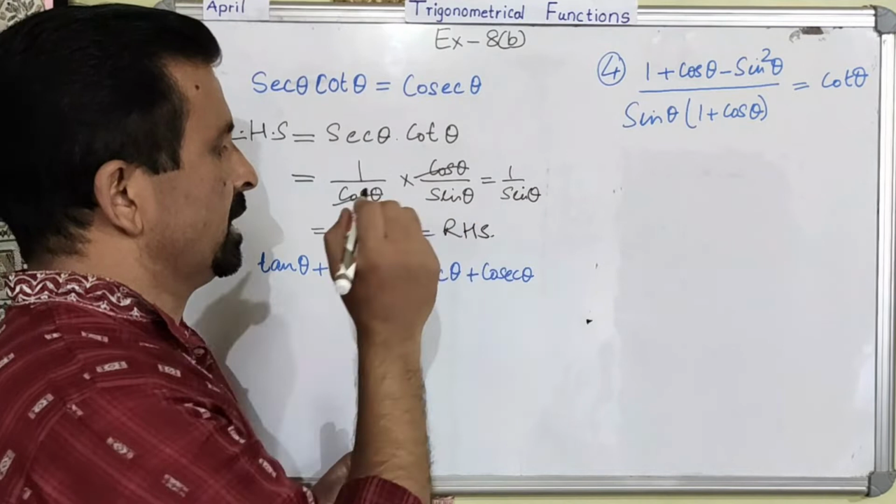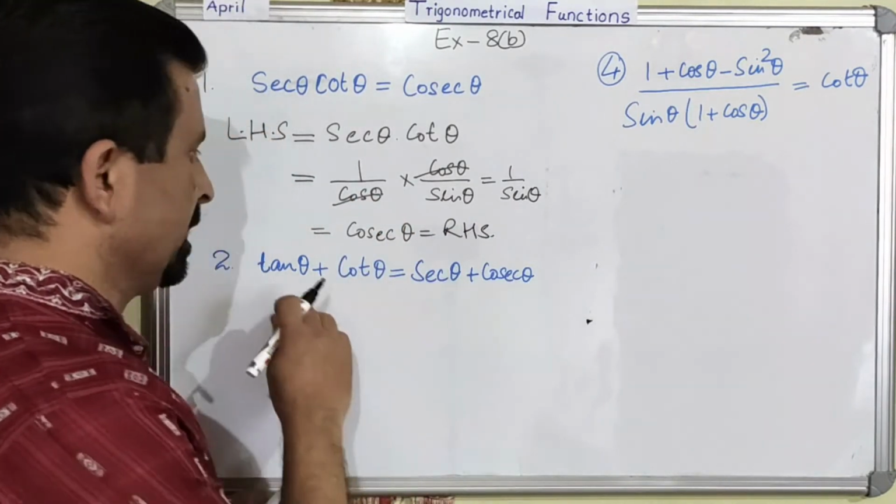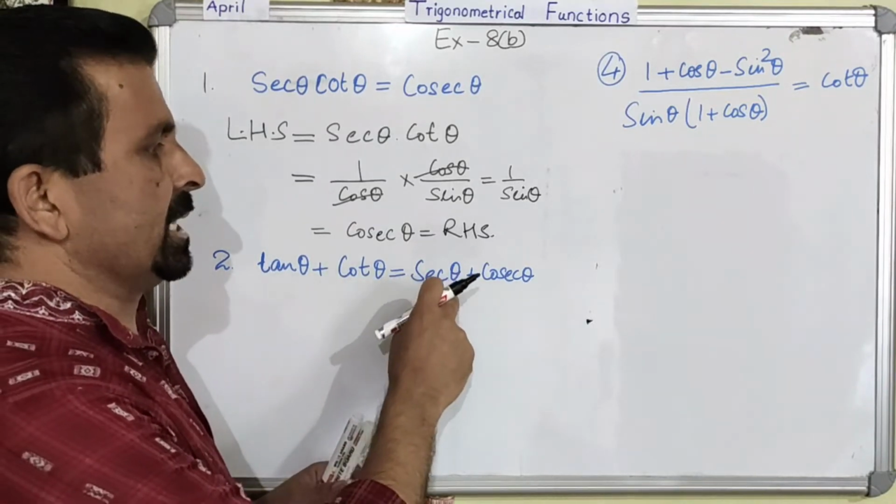And this question is done. Is it alright? Now we can see the next question. Tan theta plus cot theta is equal to sec theta plus cosec theta.